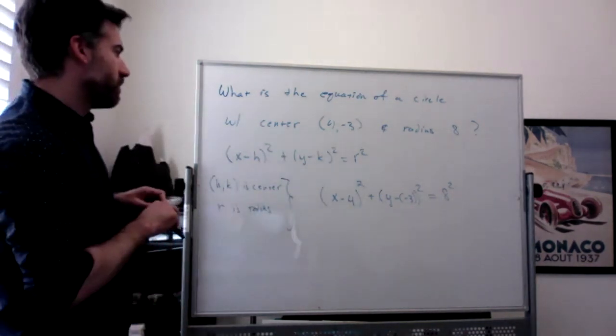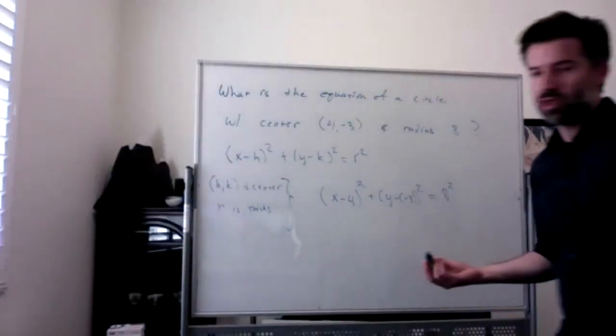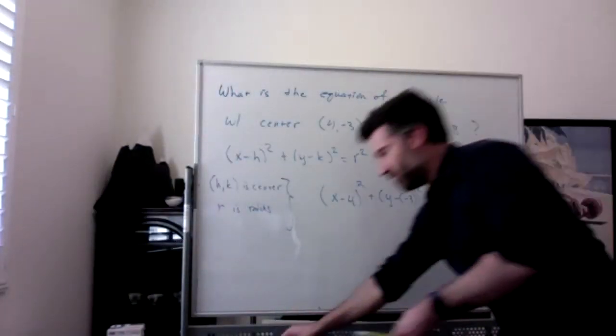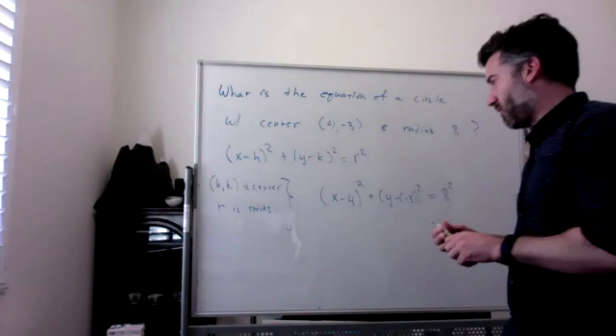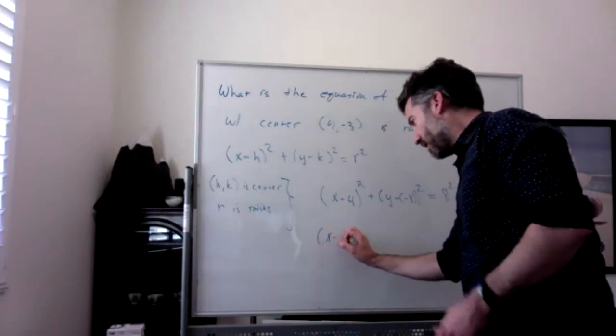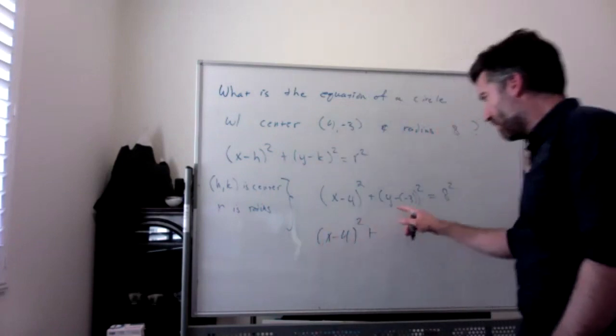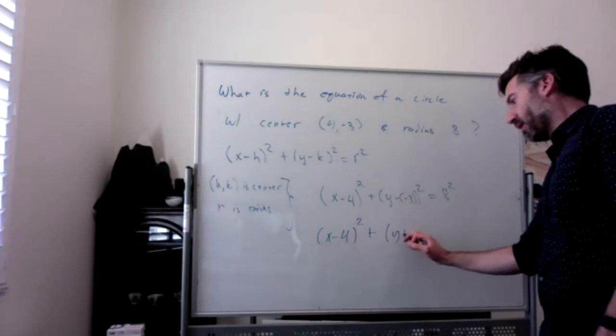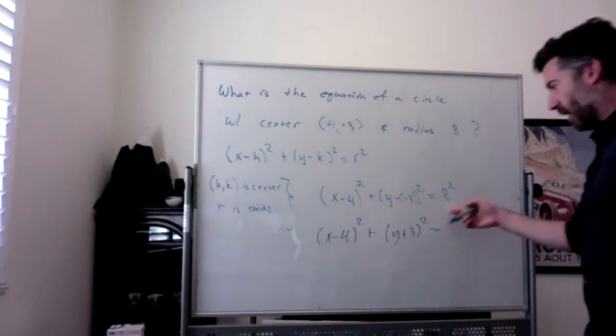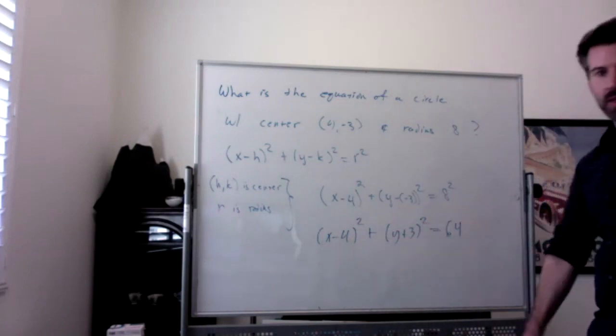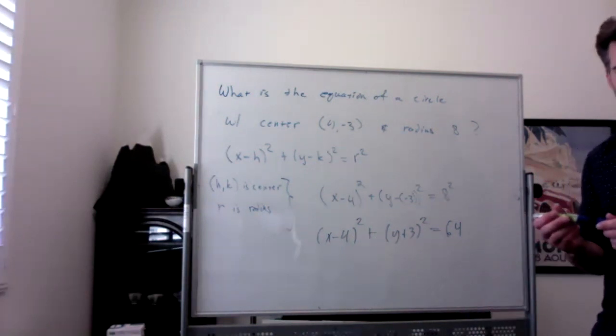All right, so in this case, we should simplify our answer just a tiny bit. We should definitely write this as x minus 4 squared plus, this should be y plus 3 squared, and 8 squared is 64. So that's how we should write our answer. So it's just a little simplified.